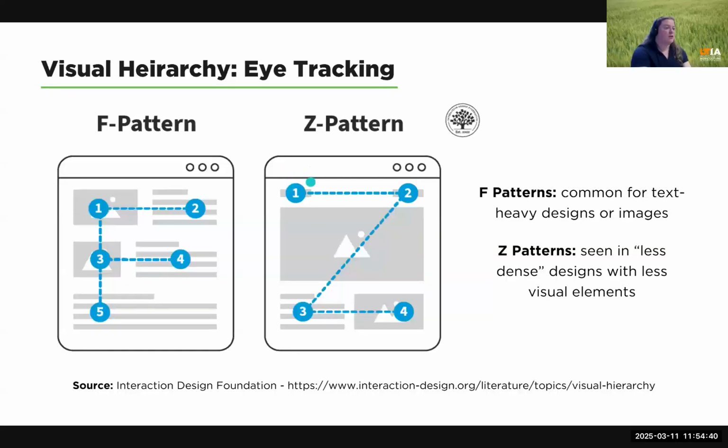And on the right-hand side of the screen here, you'll see this Z pattern. So Z patterns are for what we call less dense designs. They've got fewer visual elements, or less stuff to sift through, when you're taking a look at a page or a design like this. So these examples are obviously supposed to be web pages, but the concepts are still going to be the same for designs.